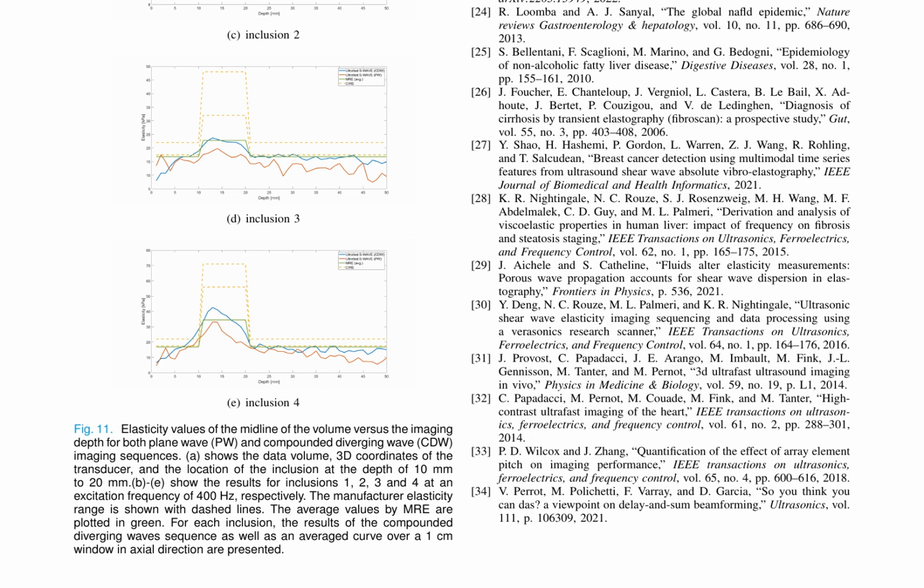The results of the study are presented in Figure 11, which shows the elasticity values of the midline of the volume versus the imaging depth for both plane wave, PW, and compounded diverging wave, CDW, imaging sequences. The findings indicate that the compounded diverging wave sequence provides more accurate and stable elasticity measurements compared to the plane wave sequence, particularly at deeper imaging depths.